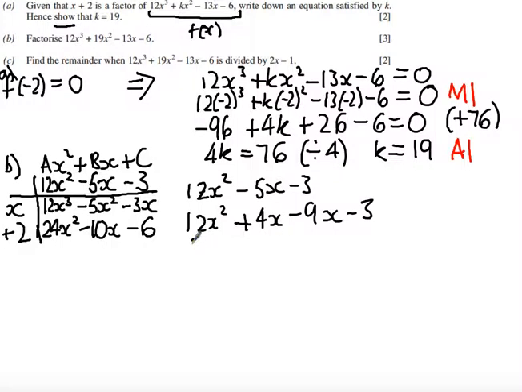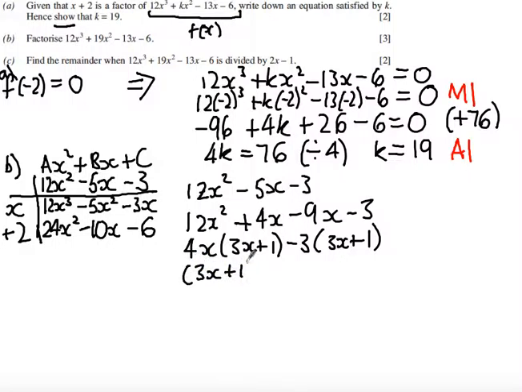Factorise my first two pairs of terms. I can take 4x out, so I get 3x plus 1. Factorise my second pair of terms, so I can take a minus 3 out, and I get 3x plus 1. And so then, taking the 3x plus 1 out as a common factor, I get 3x plus 1 times 4x minus 3.